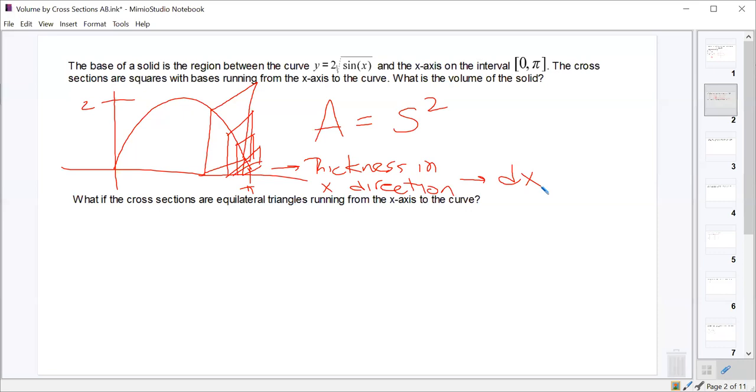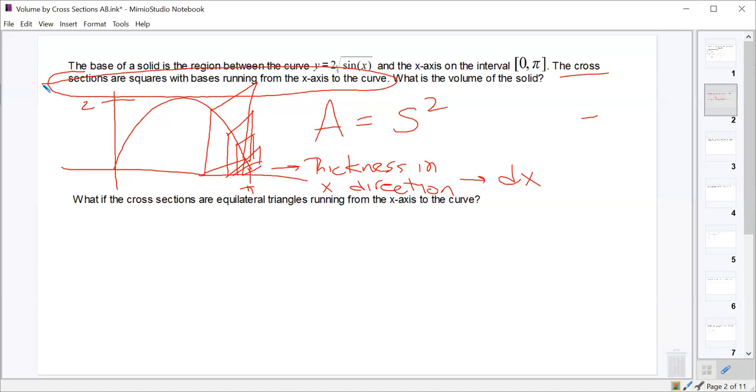Okay. So as soon as we figure out that we have a very, very small thickness in the x direction, that it's dx, we then know that everything else in this problem has to be done in terms of x. If it was sliced horizontally to give me squares, I'd have to do everything in terms of y. But the problem says the cross section is perpendicular squares, running from the x-axis to the curve. So my cross sections are going in the y direction, so the thickness is in the x direction. Everybody's good? I'm not going too fast or too slow? At home, you're good?